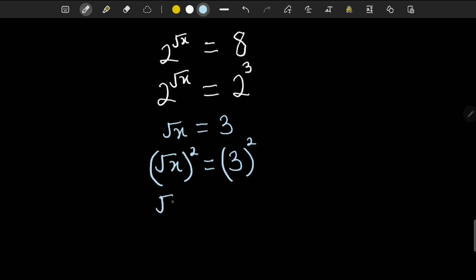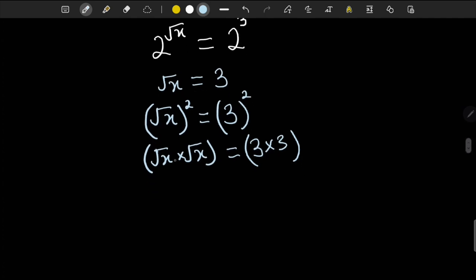So to get rid of the squared, we know square root of x times what? Square root of what? X. You know, it's the same as square root of x squared. And then we have here, which is 3 times 3, right? Because we have the square here is the same as 3 times 3.